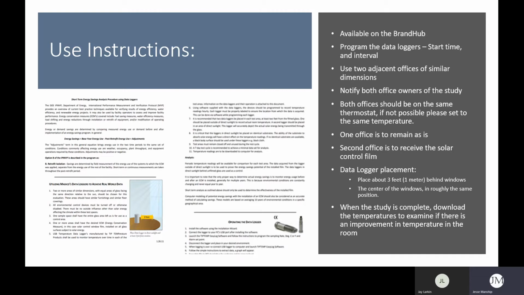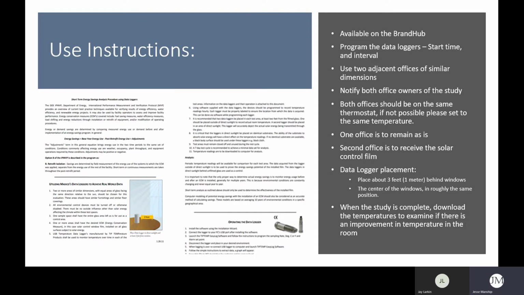The important part is placing the data loggers. I like to place them about 3 feet, or about a meter, behind the windows in each office. So one is behind the newly tinted solar control film and one is behind the pre-existing windows that have not been modified. It's helpful if you place them in the center of the windows in roughly the same position in both offices. Again, to keep anything from getting altered by mistake, you'll want to mark the data loggers as not to be moved and re-inform the office of the study.